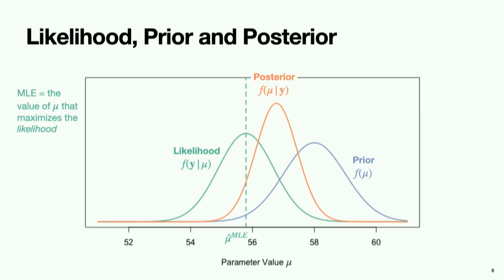Okay, so just to illustrate this, imagine that we have a Gaussian likelihood and a Gaussian prior, and that's a conjugate situation, so we get a Gaussian posterior as well. If you know anything about conjugacy, this is an example where I put a Gaussian prior on mu, we have a Gaussian likelihood, and the posterior turns out to be Gaussian also. So we have our likelihood, which is centered around, say, 55.8 or so. That would be our MLE, the value of mu that maximizes the likelihood.